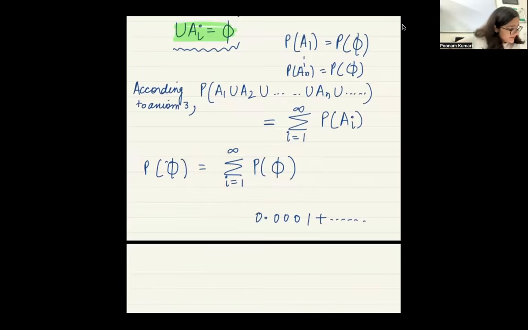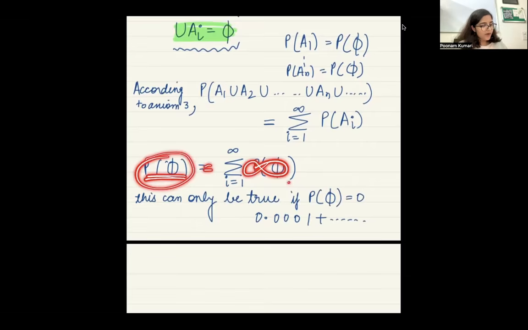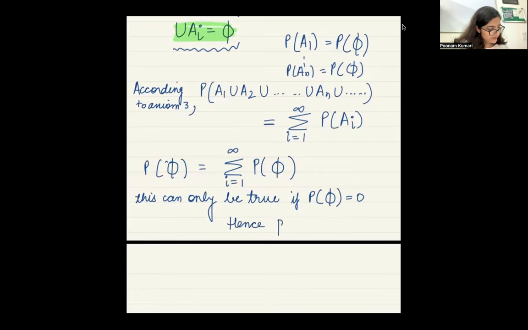So what are we saying? This can only be true if the probability of phi is equal to 0. Because the moment it is not 0, with anything else, even a very small number that you put here, the sum will be equal to infinity. A number cannot be equal to infinity. That will be a contradiction, right? So hence we have proved it. Is that okay?